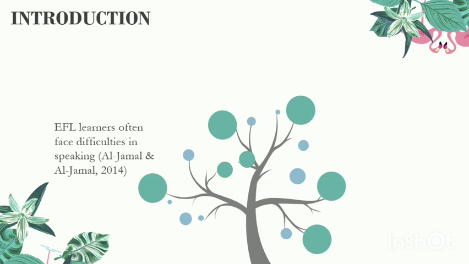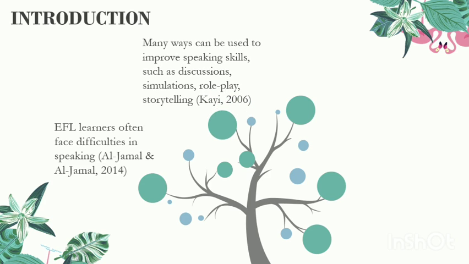proficiency, and are passive. Therefore, to improve student speaking skills in English, many ways can be used, such as discussion, simulation, role play, storytelling, etc. Those activities are usually carried out face-to-face in the classroom. However, due to COVID-19, schools and universities were closed.